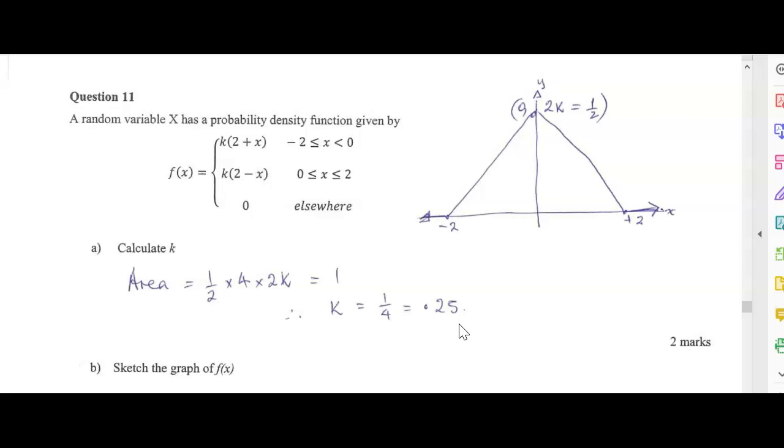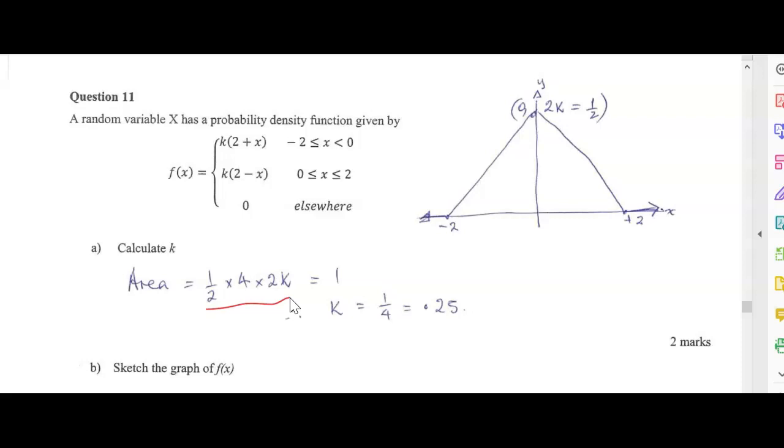You can find that because that's your y-intercept: you let x equal 0 and you get 2k. So that's what that formula is, the area of a triangle. But you could also just do your definite integral.